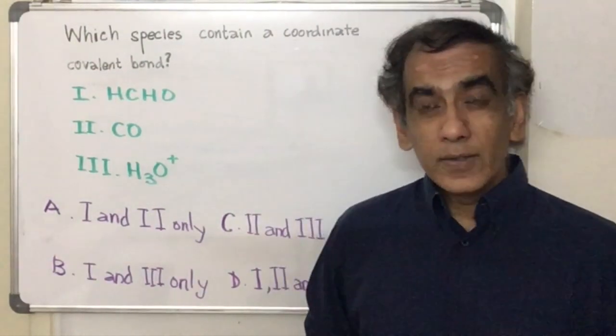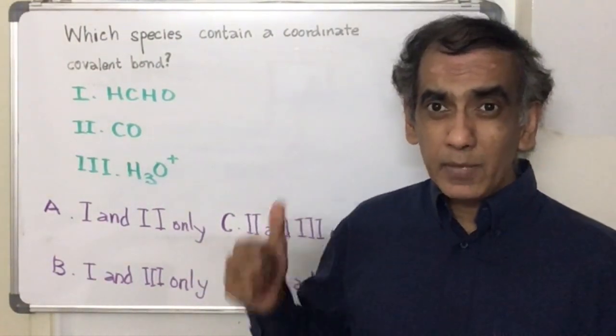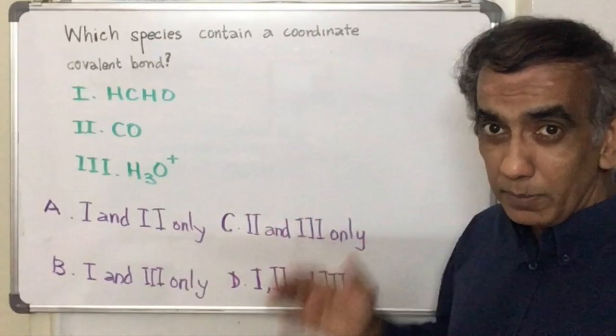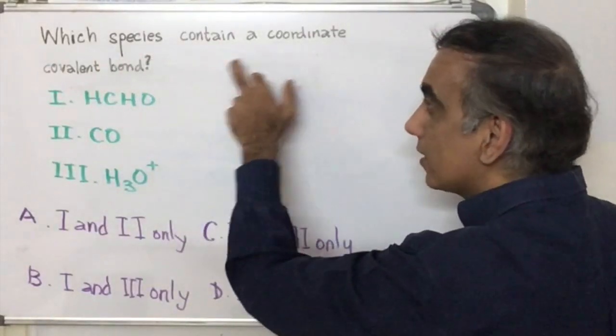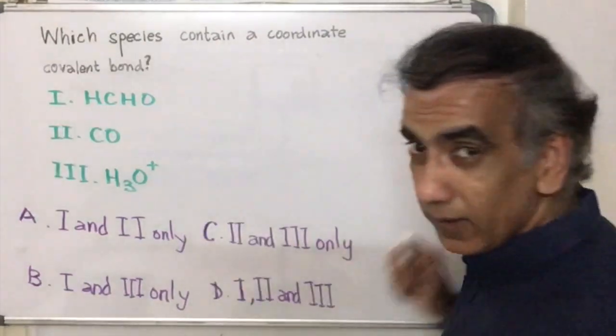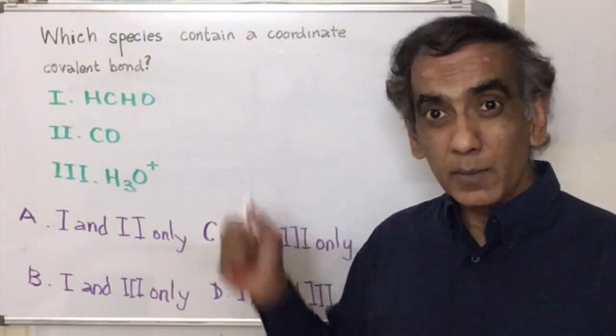Hello and welcome again. Today we look at another question from an IB past paper multiple choice. And here it says, which species contain a coordinate covalent bond? So you have two terms coming up in that question.